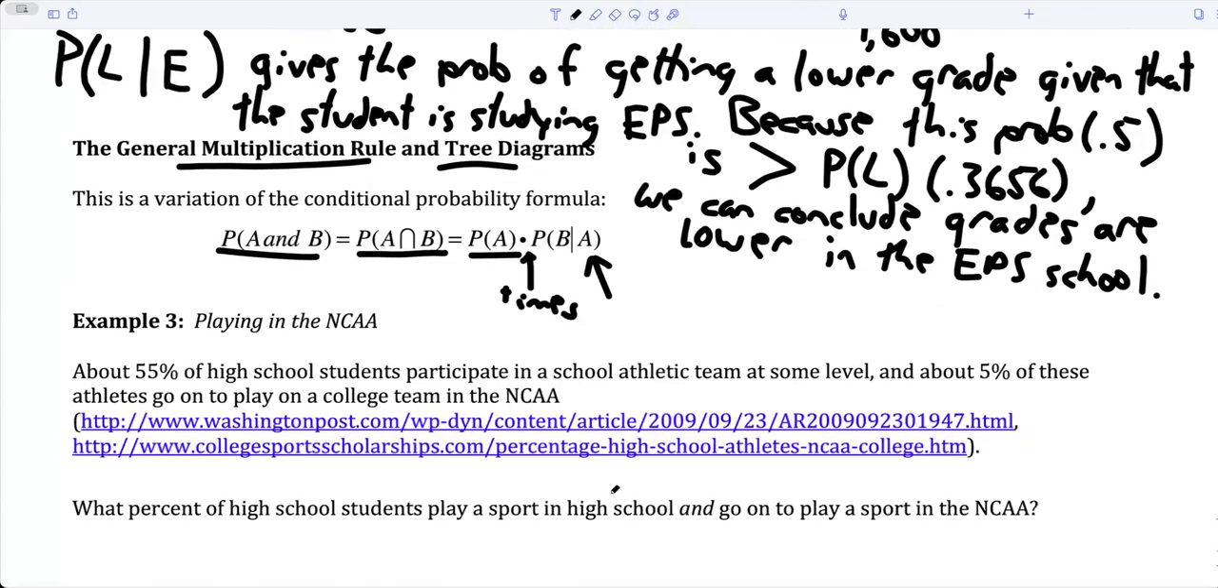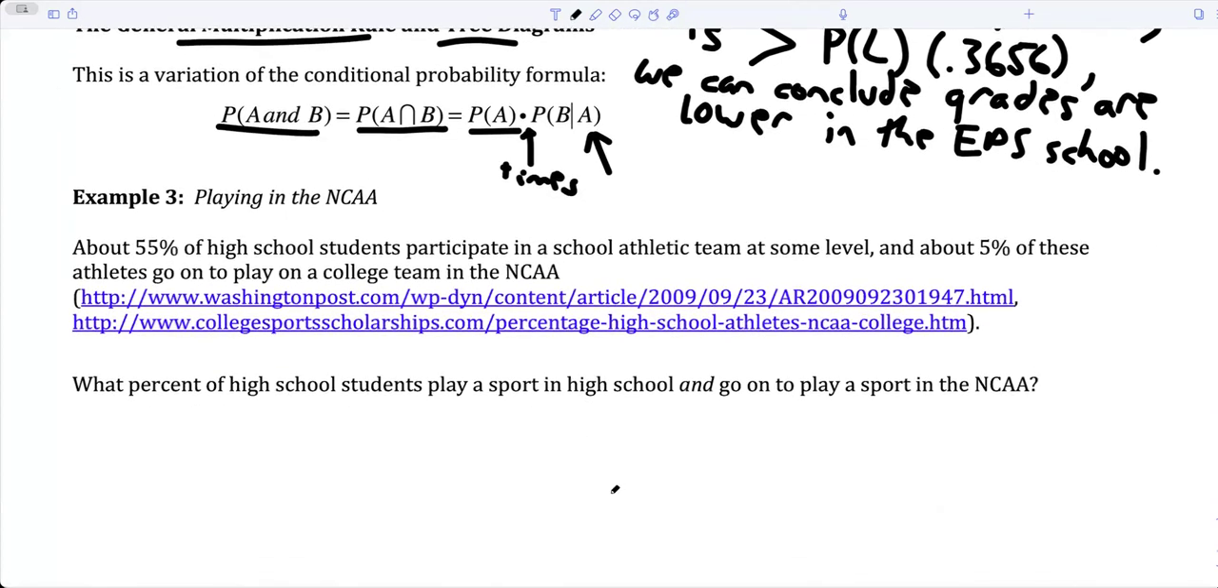Playing in the NCAA. About 55% of high school students participate in a school athletic team at some level, and about 5% of these athletes go on to play on a college team in the NCAA, according to that study. So this says, what percent of high school students play a sport in high school and go on to play a sport in the NCAA?